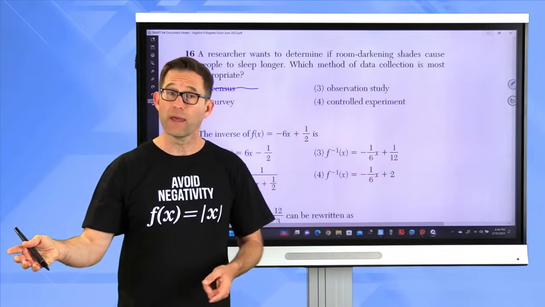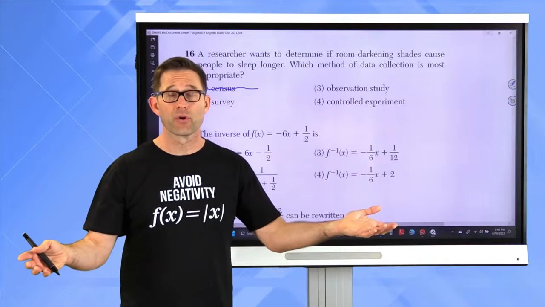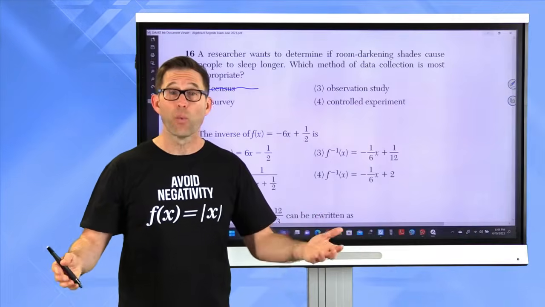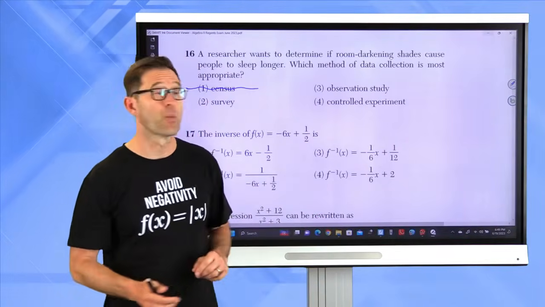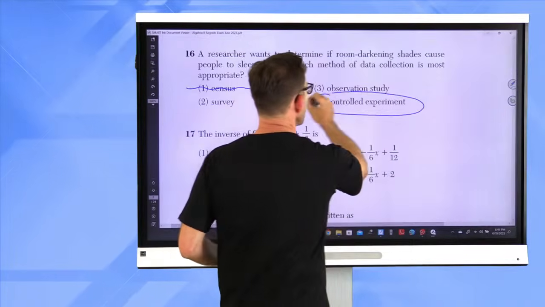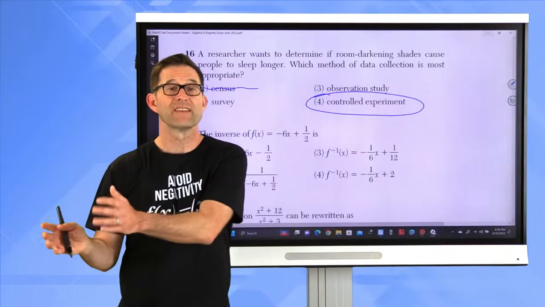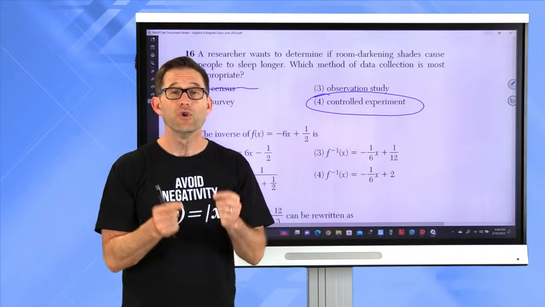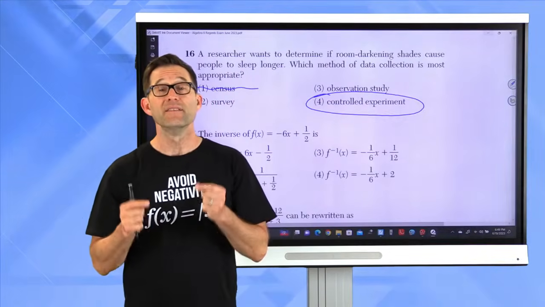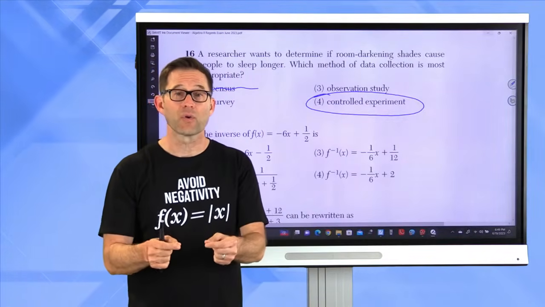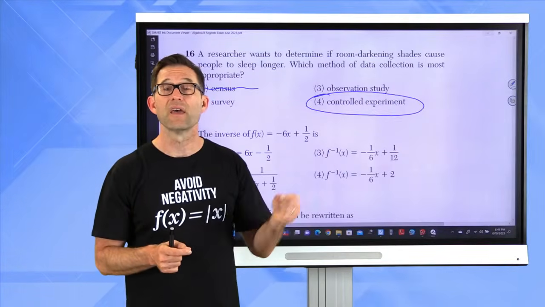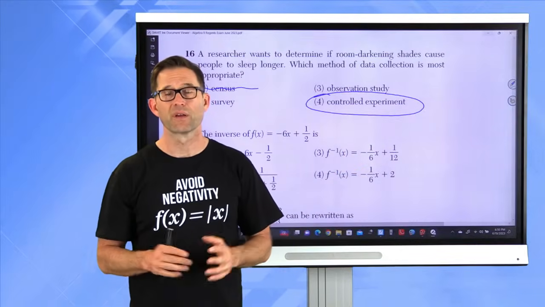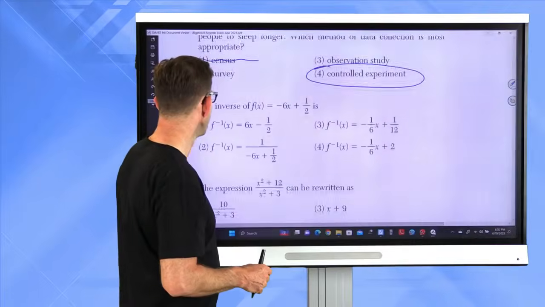One group, we would say, okay, you're sleeping with room darkening shades, and the other group, we would have them sleep without room darkening shades, and then we would just see which one of them slept longer. And there's your winner, right? Because with a controlled experiment, meaning that you have a control group that doesn't get the shades, and a non-control group, a treatment group that does get the shades, you could then look at the data and see, well, is there a statistically significant increase in the amount of sleep a person gets if they're assigned to the group that gets the room darkening shades? Definitely a controlled experiment. All right, let's take a look at 17.